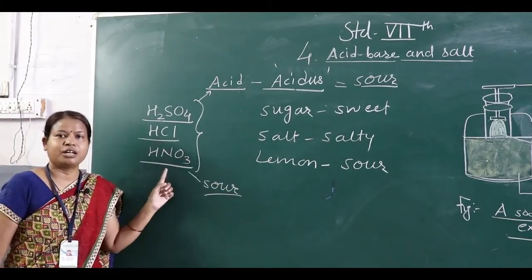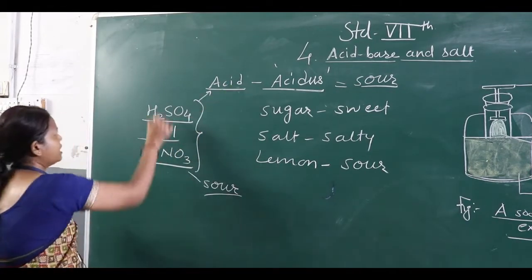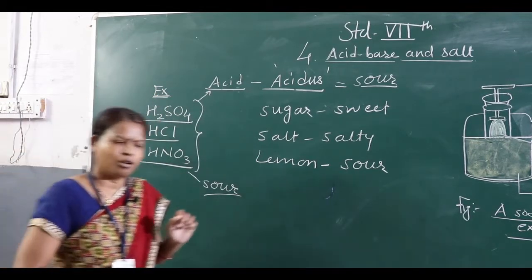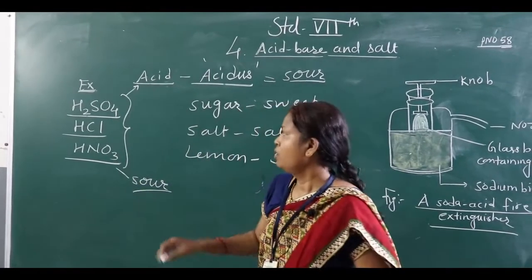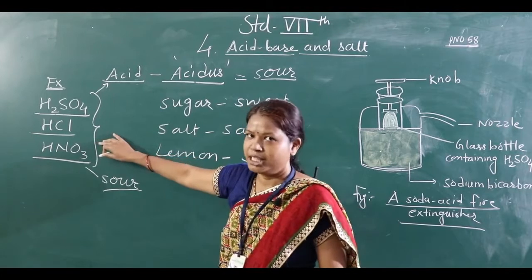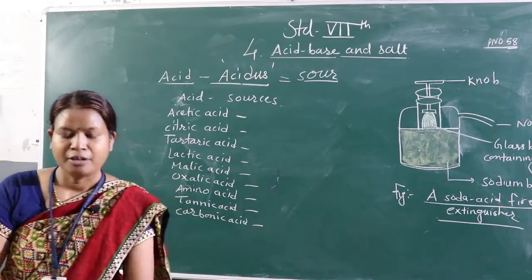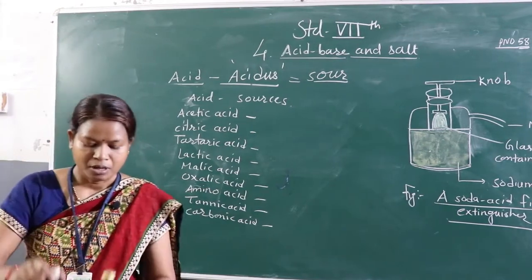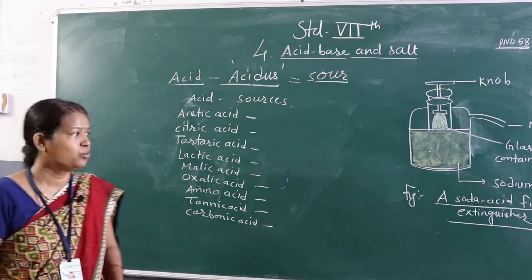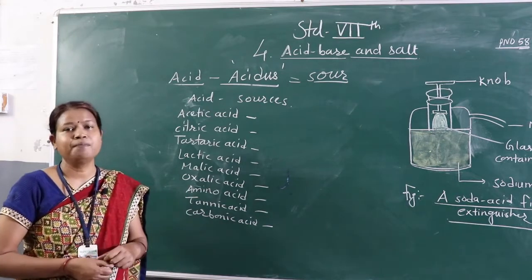These are the acids which are available in our laboratory, a few examples of acid. Lots of acids are there, but we come to know the names of these acids in our textbook. Now students, not only in our science lab, but in everyday life there are so many food items which contain acid, and because of that acid, the food becomes sour in taste.